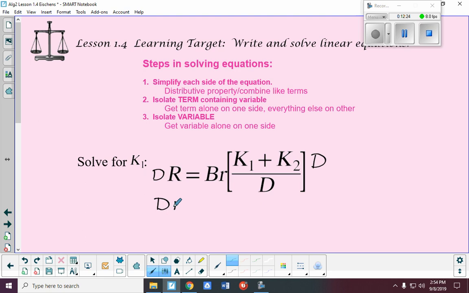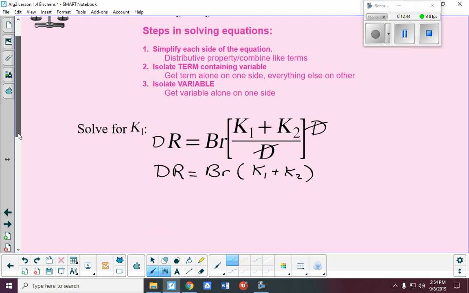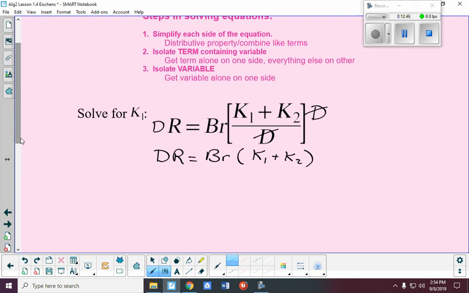So you have dr equals b little r. Here in this problem, the capital R and the lowercase r stand for different variables, so you have to distinguish between the two of them. And then the d's cancel, so you just have k sub 1 plus k sub 2. Now k sub 1 is what we're solving for, and that is in the parentheses. So the only way to get k sub 1 out is by distributing to get rid of the parentheses.